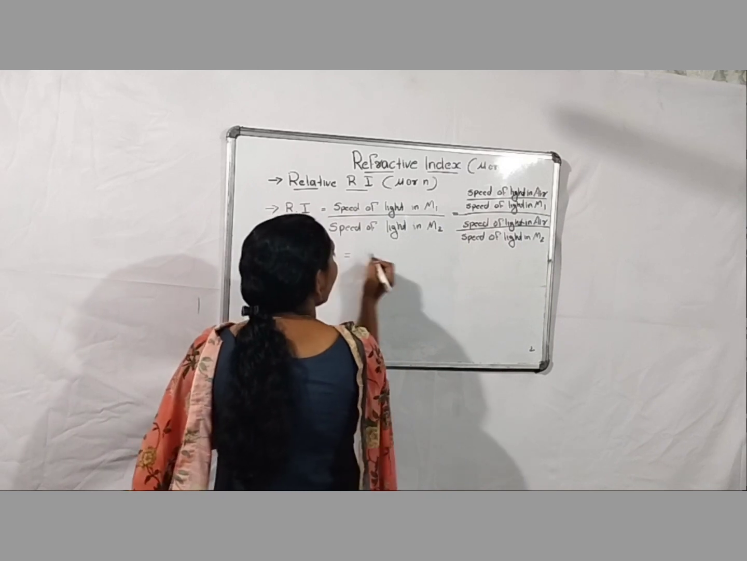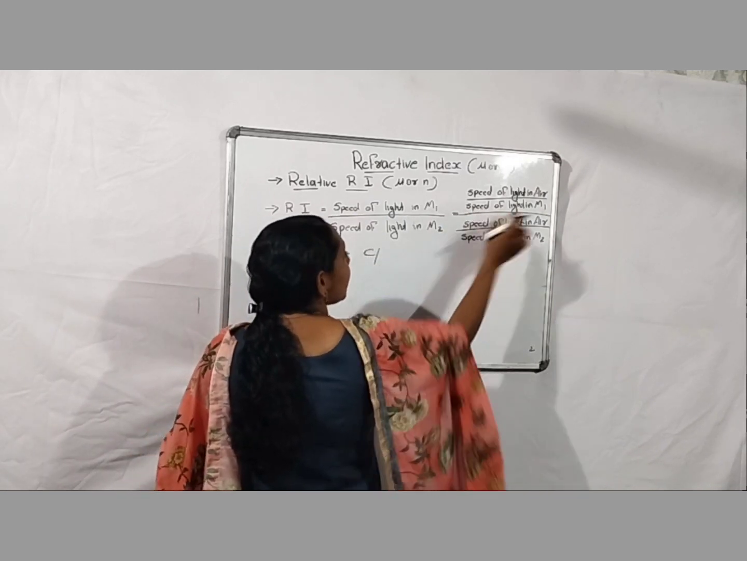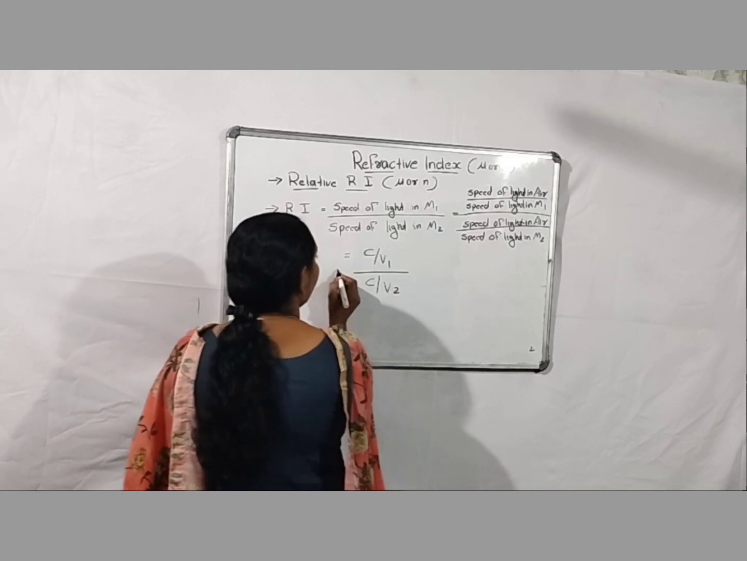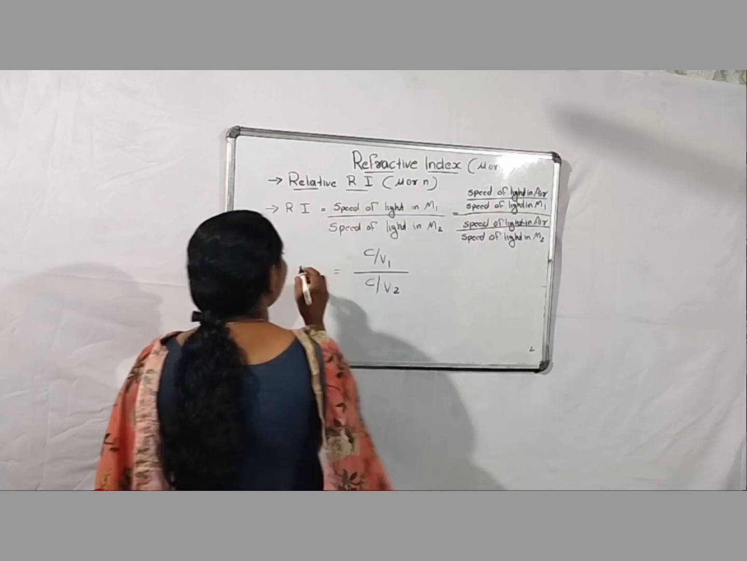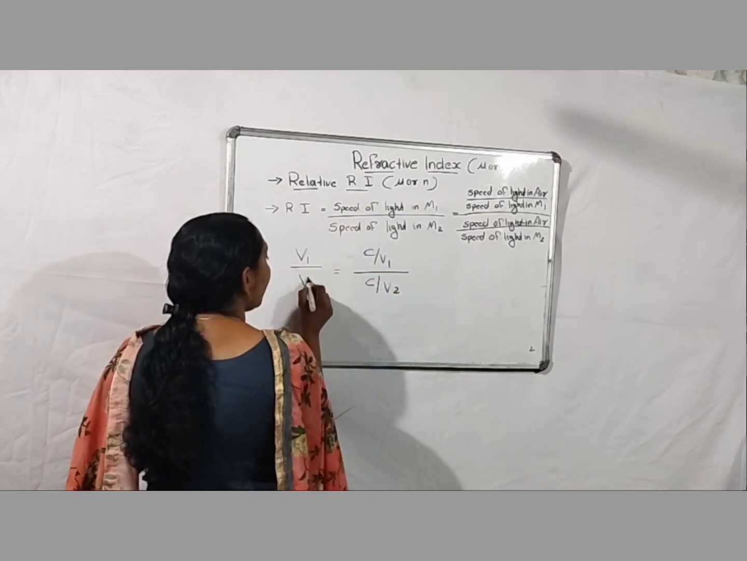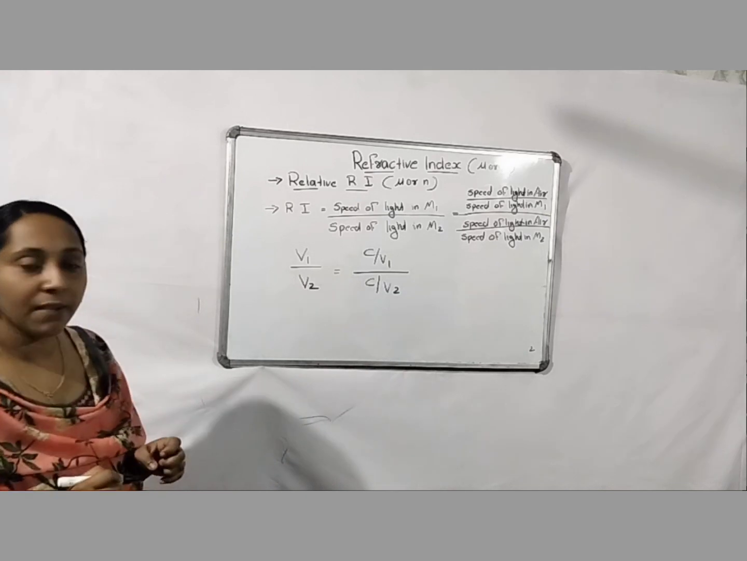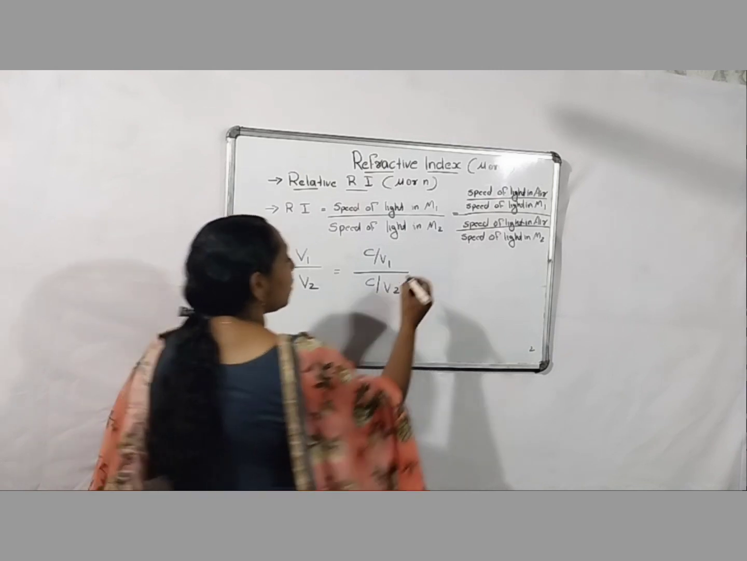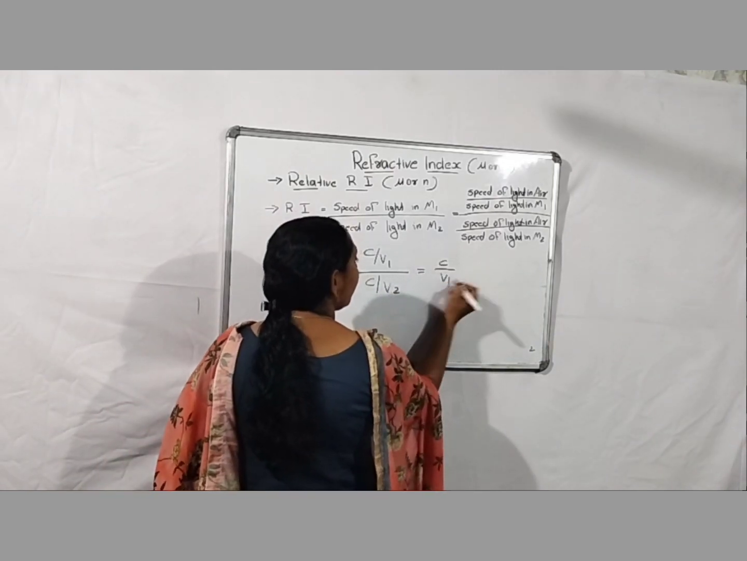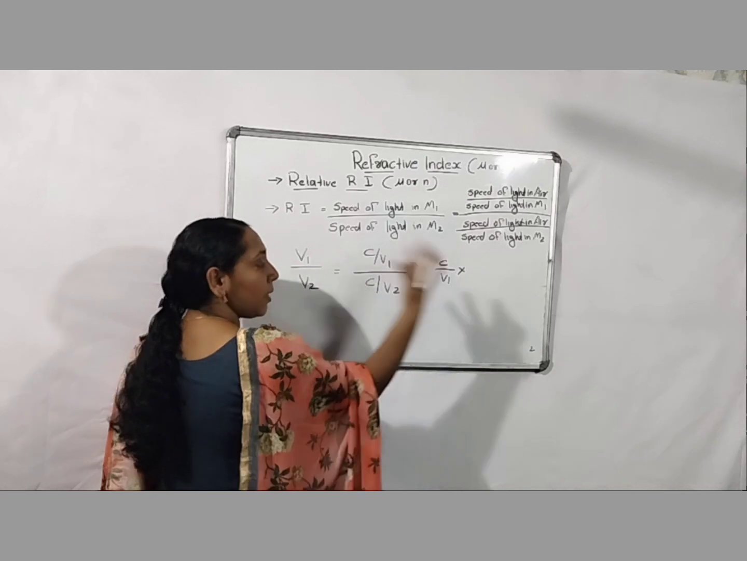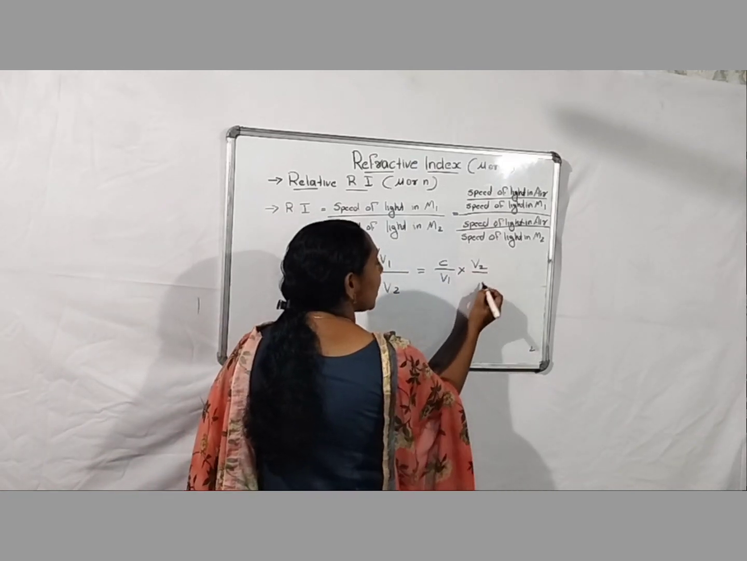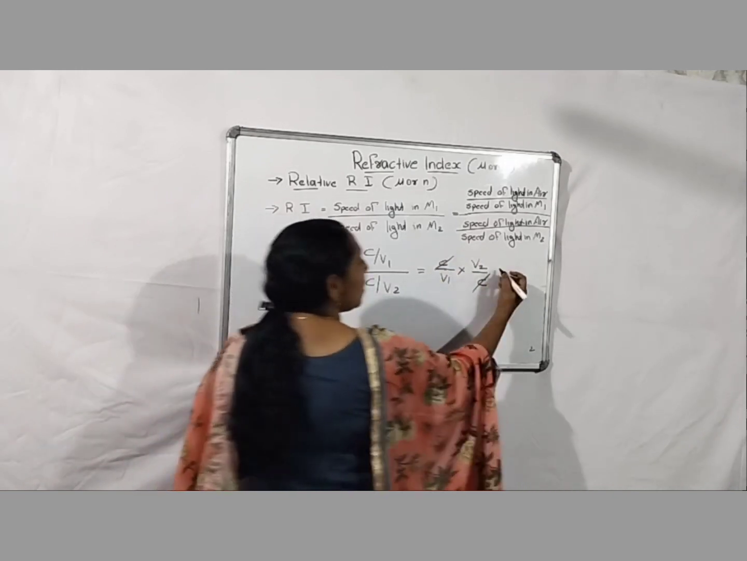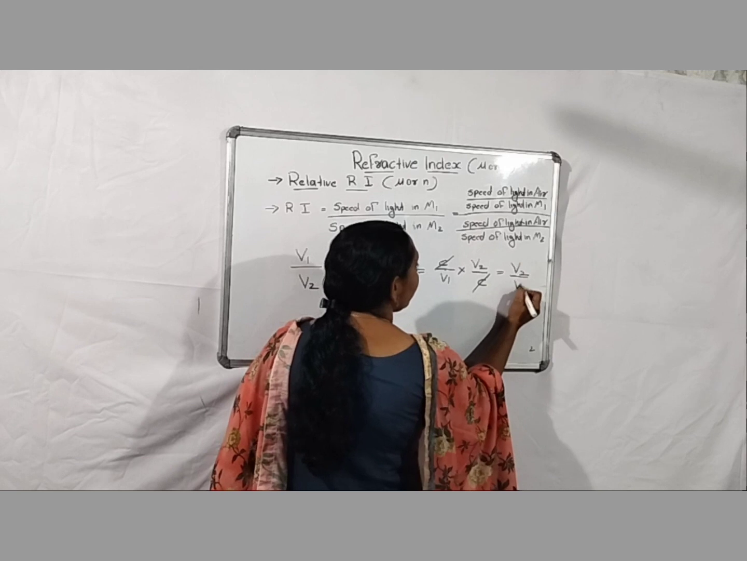What is the symbol of speed of light in air? C. C by speed of light in medium 1, V1, all divided by C by V2. This is the relation of relative refractive index, V1 by V2. Clear everyone? C by V1 divided by C by V2. Then we want to rearrange this one. C by V1 into, how to write this division into multiplication? V2 by C. So you can see here, speed of light in air C and speed of light in air both are the same. So you should get the answer V2 by V1.